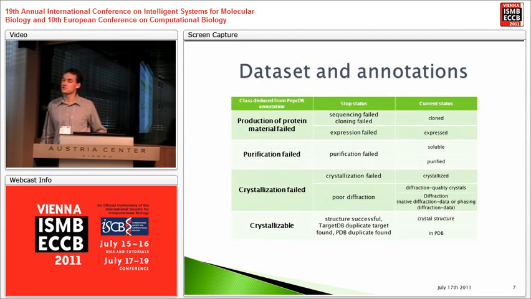So the 4 major steps which I was talking about are production of protein material, which is sequencing, cloning, and expression. Then there is a purification step and crystallization, which means that the protein crystals were created, and also they were high quality, so the diffraction results were really good. In our approach, we are predicting each of these steps, so whether or not the protein will pass the step, and we are also predicting if the structure was successfully solved.